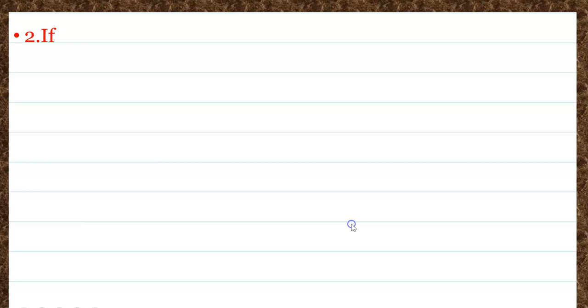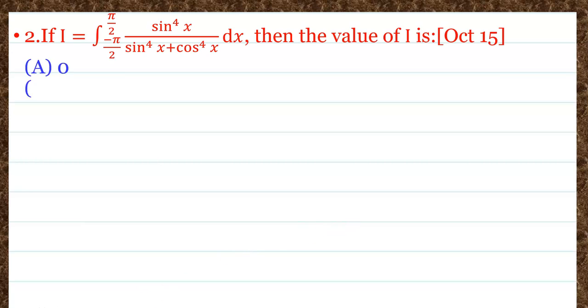Okay. Now question number 2. If I is equal to integral minus pi by 2 to plus pi by 2 of sin x raised to 4 upon sin x raised to 4 plus cos x raised to 4 into dx, then the value of I is. Very simple integration आहे. Properties वर depending असणारे integration आहे ते. October 15 ला विचारला गेलेला प्रश्न आहे. The first option A is 0, B is pi, C is pi by 2 and D is pi by 4. आता हे integration आपण solve करणार.